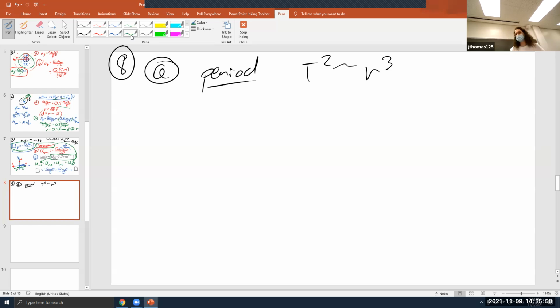And since we need to find the rate at which the regular period varies, you take the square root of both sides. We get that the period varies with r to the 3/2. And your answer in this problem is just going to be whatever the exponent is on r.